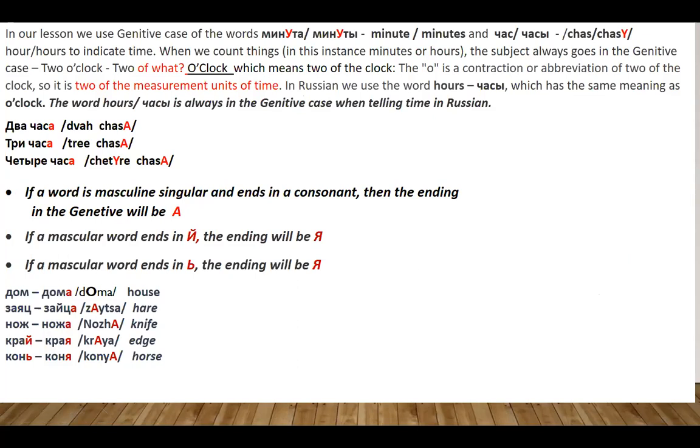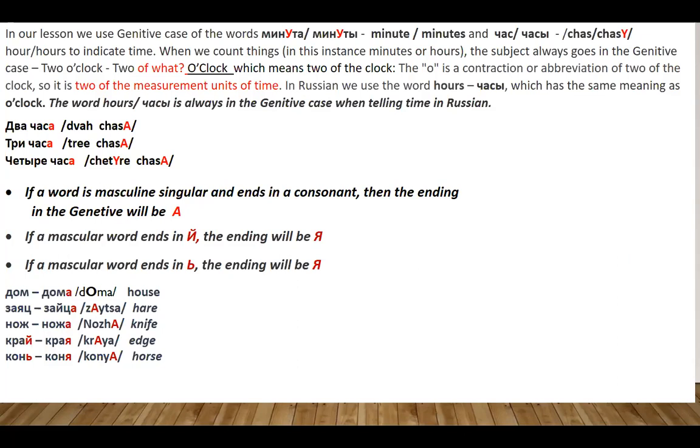When we count things, in this instance minutes or hours, the noun always goes in the genitive case. 2 o'clock. 2 of what? O'clock, which means 2 of the clock. The 'o' is a contraction of 'of the,' so it is 2 of the measurement units of time. In Russian, we use the word часы, hours, in plural, or час, 1 hour, in singular, which has the same meaning as o'clock.